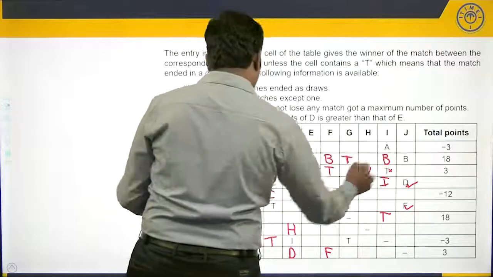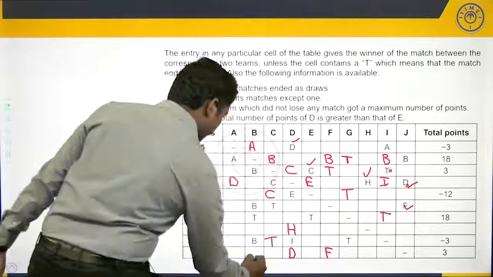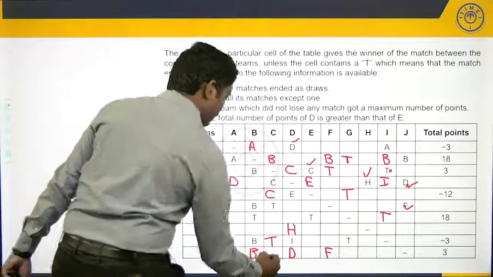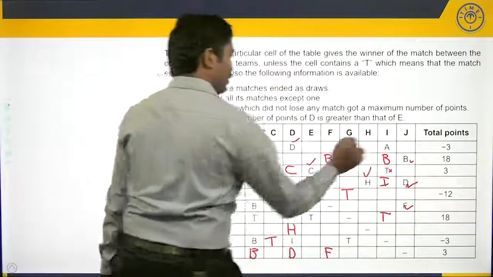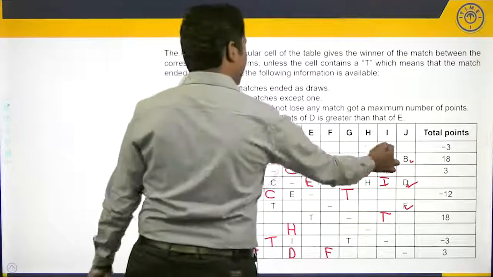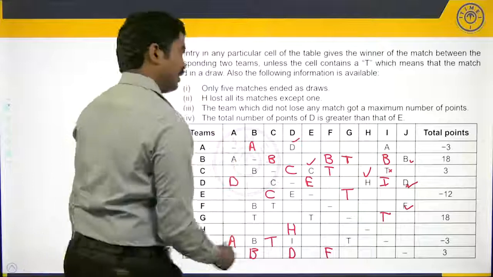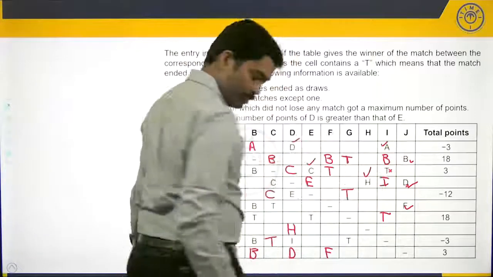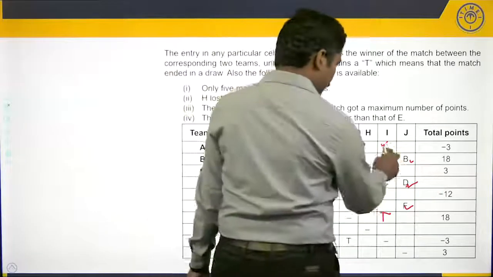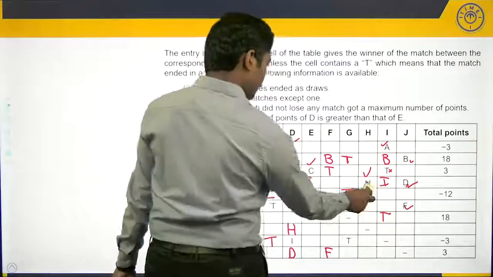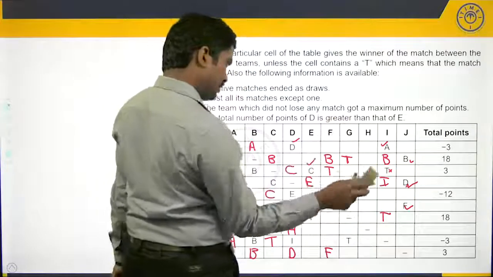What about J with B? It is a B. So J with B, this must be a B. This is also used. Similarly, I with A is an A. I with A, this must be an A. So have we used everything? Just quickly. 1, 2, 3, 4. This is used, this is used, this is used, and this is used.